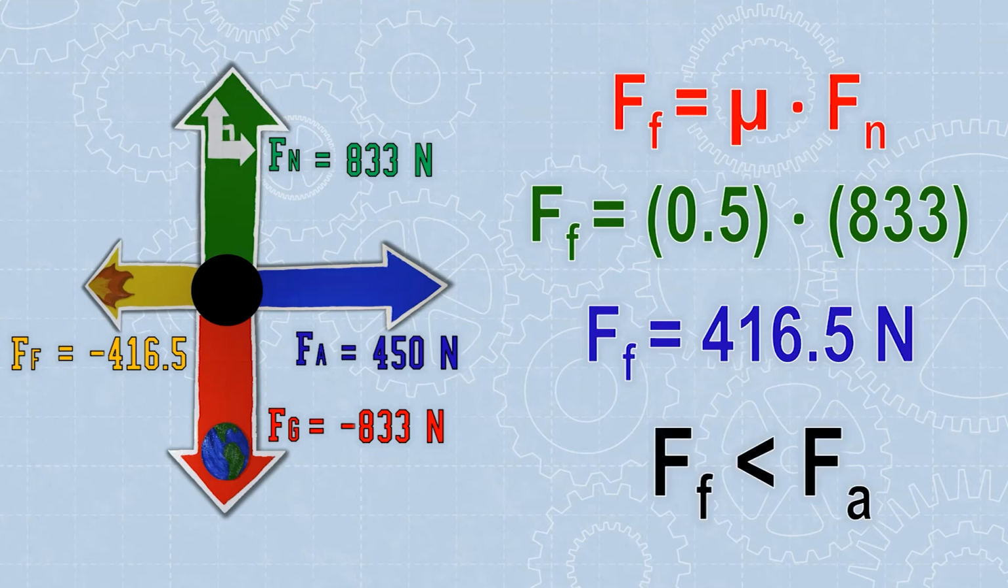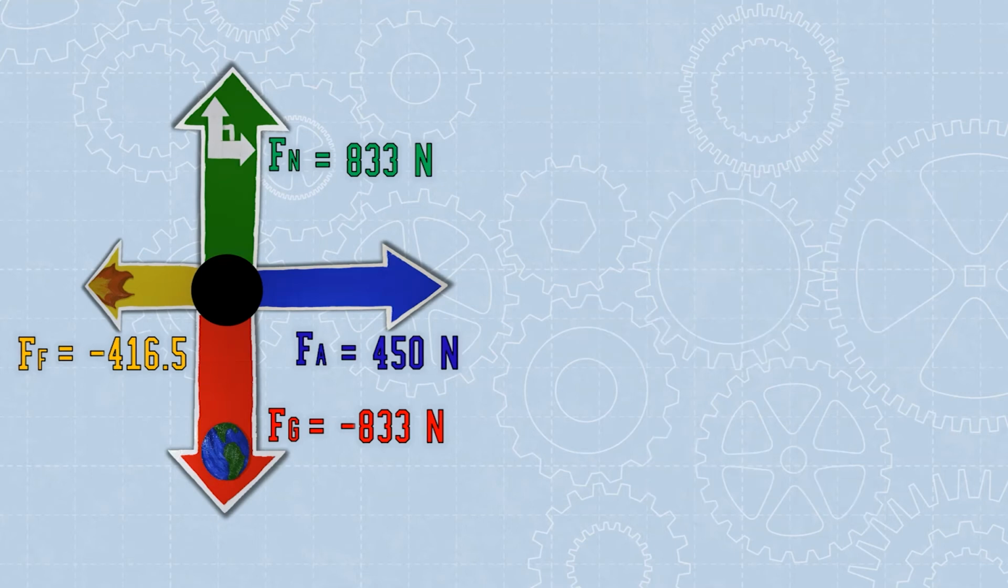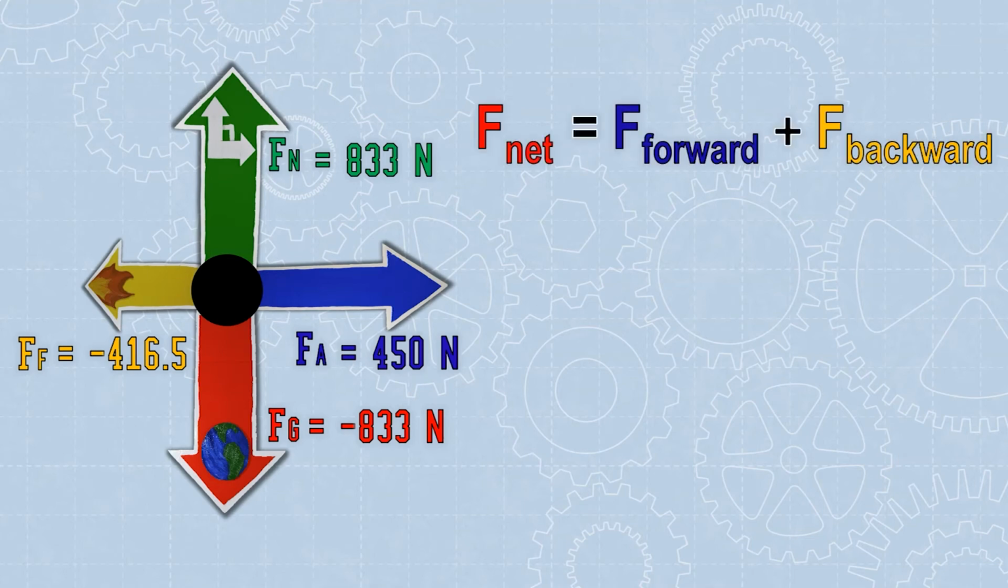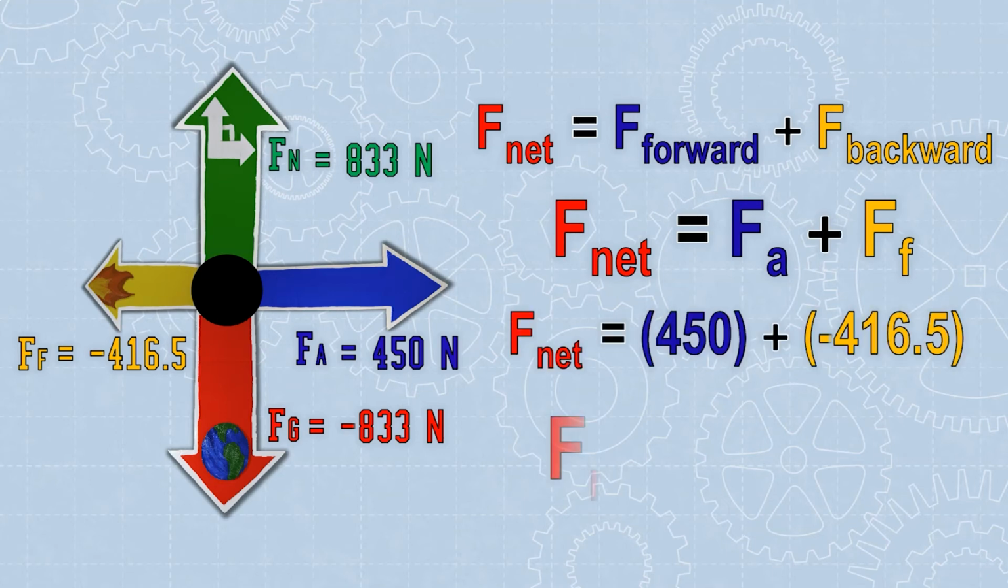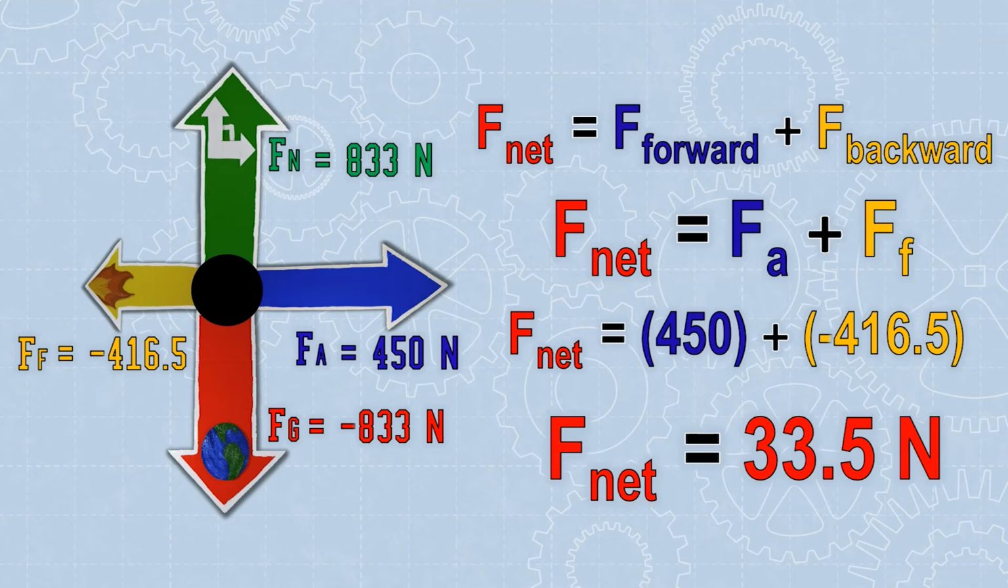My friction force is less than my applied force. These forces are unbalanced. It's unbalanced to the right, which means I'm accelerating to the right, speeding up to the right. Now that I have my unbalanced forces, I can use that net force. My net force is the sum of all of my unbalanced forces here. Forward plus backwards, always going to be one dimension. When I add those together, that's my FA plus my FF. So my net force is 33.5 newtons.